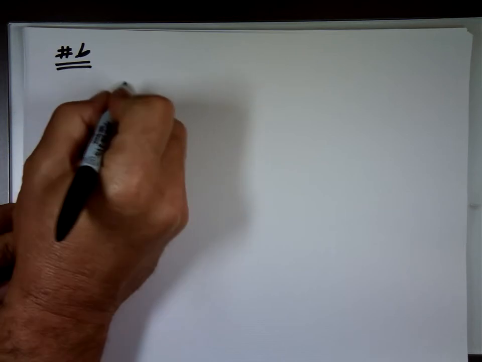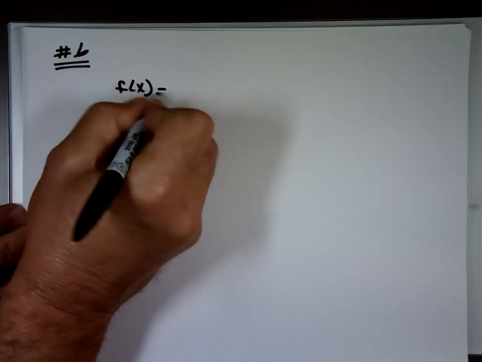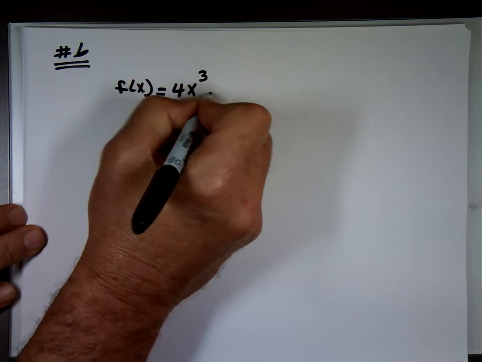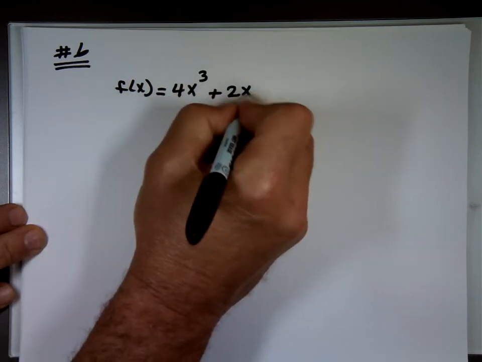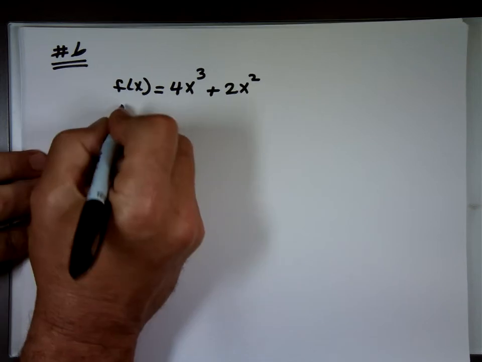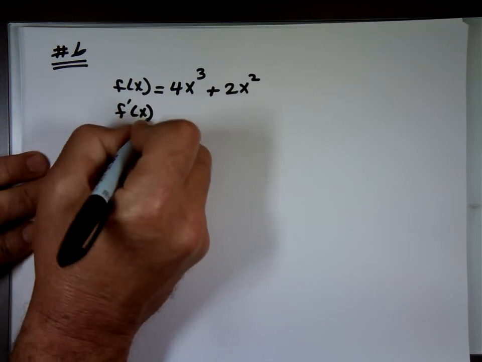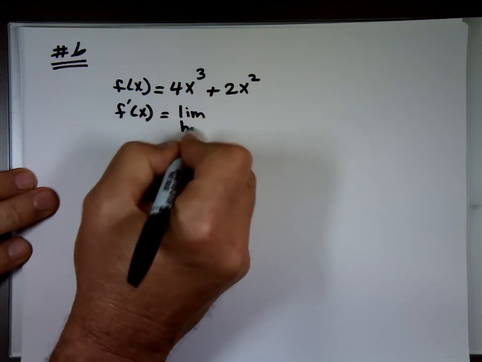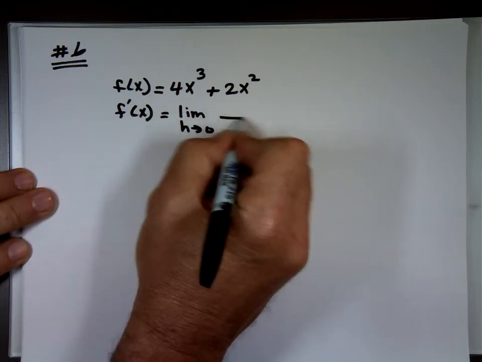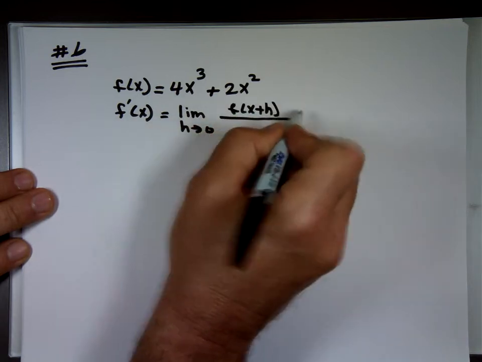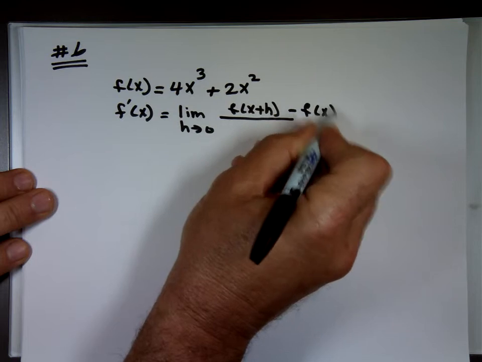f of x equals 4x cubed plus 2x squared. And the question, what's the derivative? Again, the limit, I'll use h here because it will be a little bit easier, of f of x plus h minus f of x divided by h.